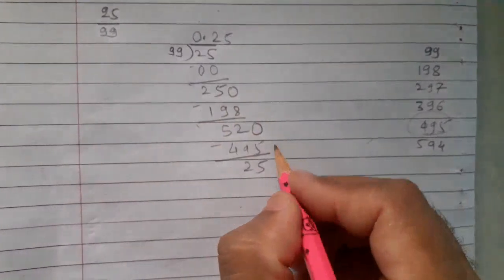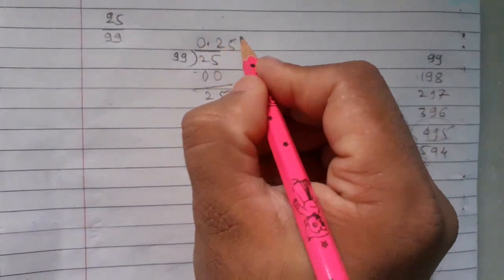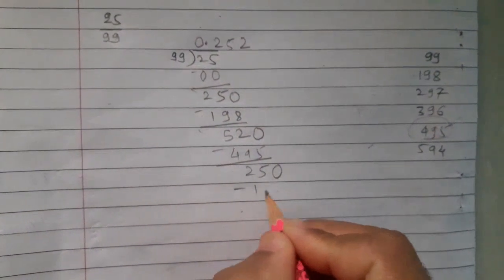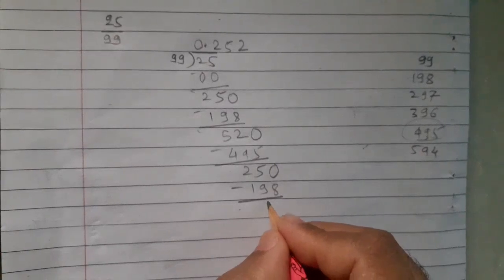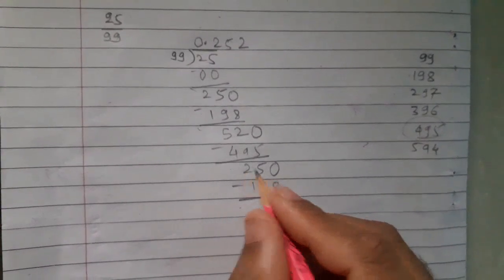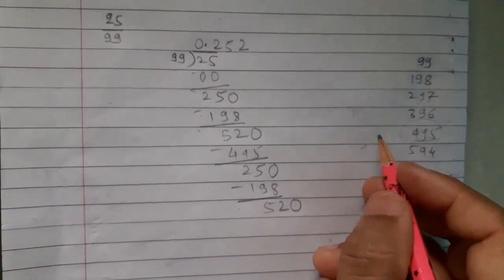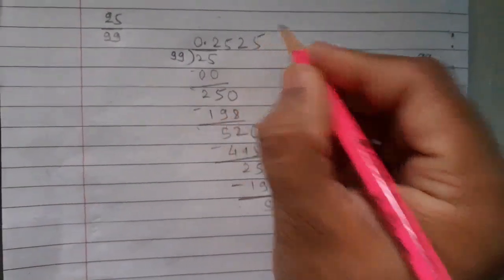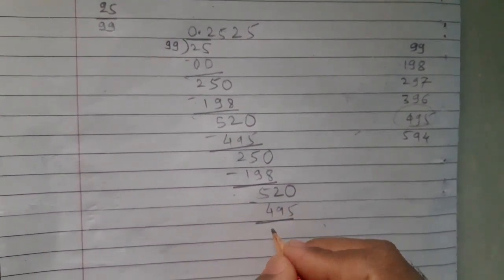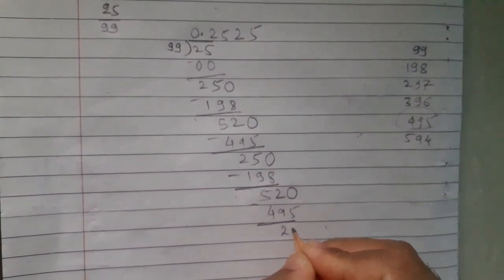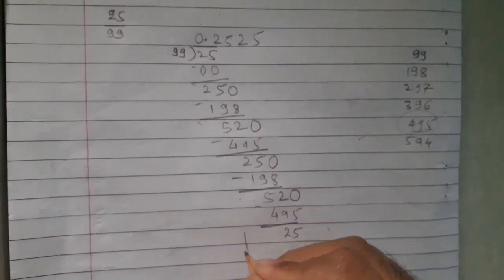25 is less than 99. So again take 0 here, and 99 twos are 198. Then we are having remainder as 52. 52 is again less than 99. So take 0 here. Again 99 5s are 495. Subtract it from 520. Then we are having 25. See here, the process of division is not ending.